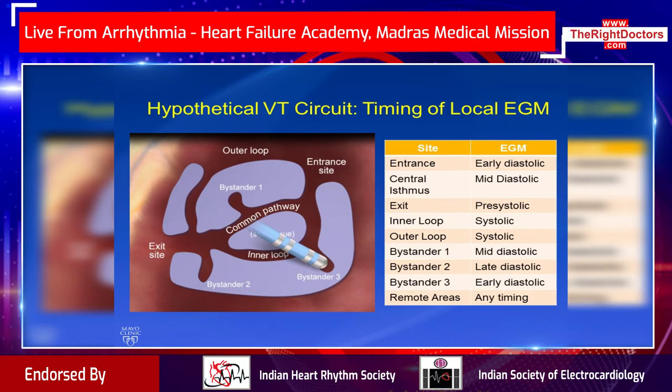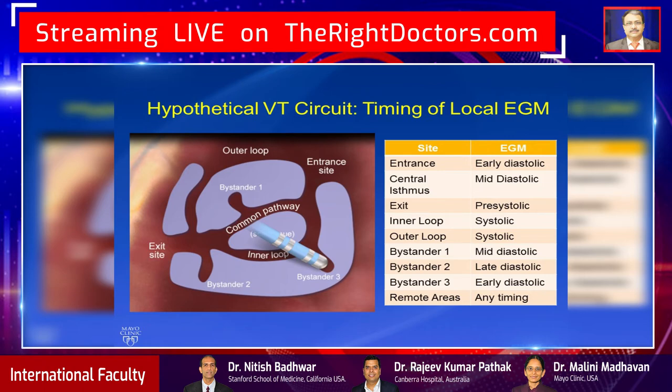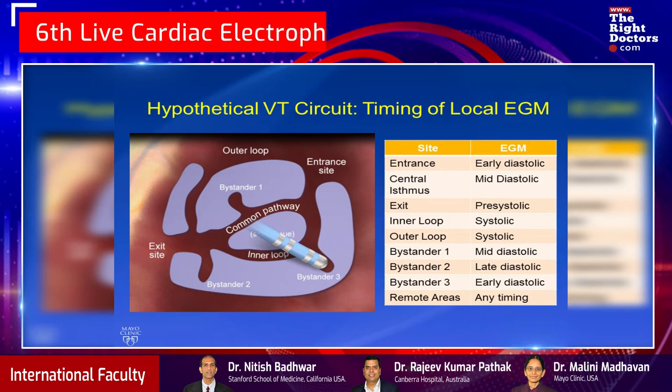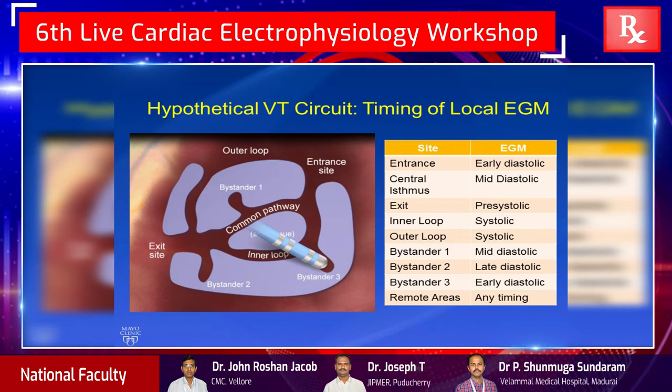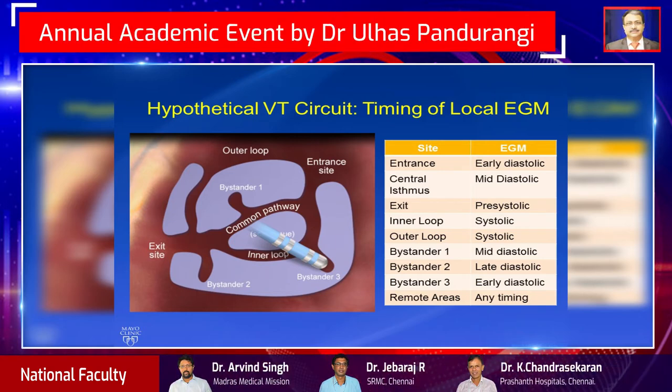Now, as far as the loops are concerned, outer loop and inner loop typically would have a systolic signal, because those parts of the circuit are getting activated when the QRS is actually happening, okay? And the bystanders could basically have any kind of timing in regards to activation, but bystanders that are connected to the circuit itself often have diastolic signals. So just seeing a diastolic signal doesn't mean that you've identified a critical isthmus. You really have to do the maneuvers to make sure that it's not a bystander.